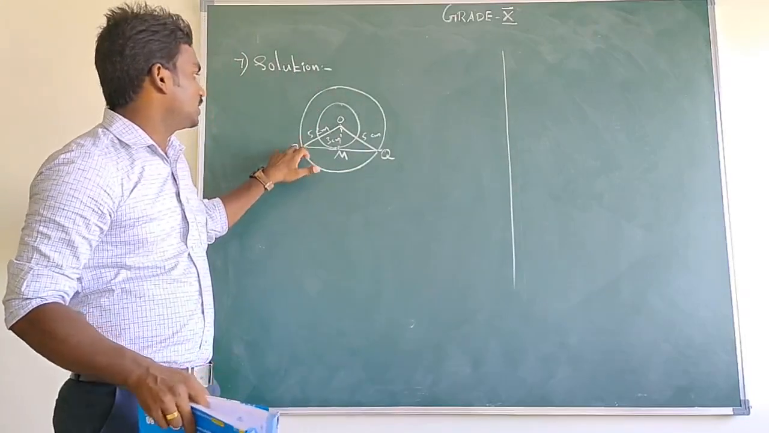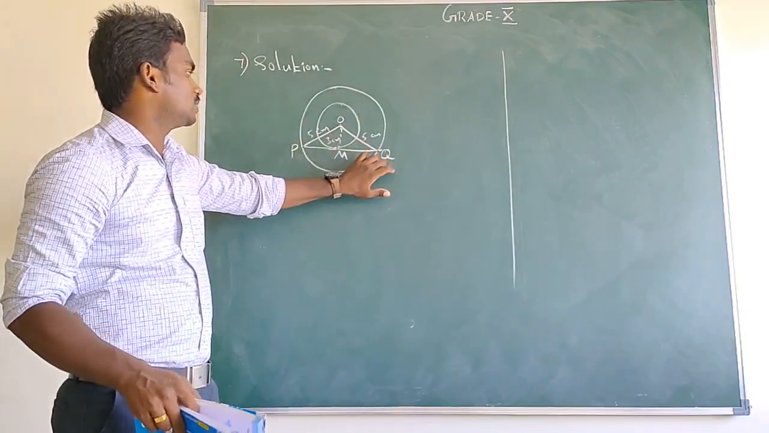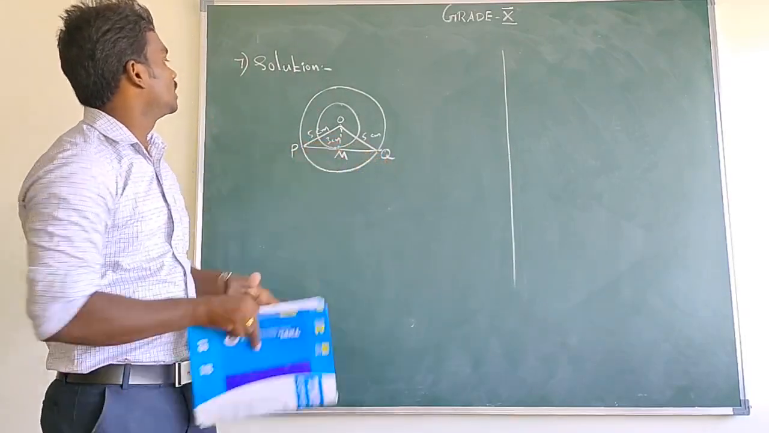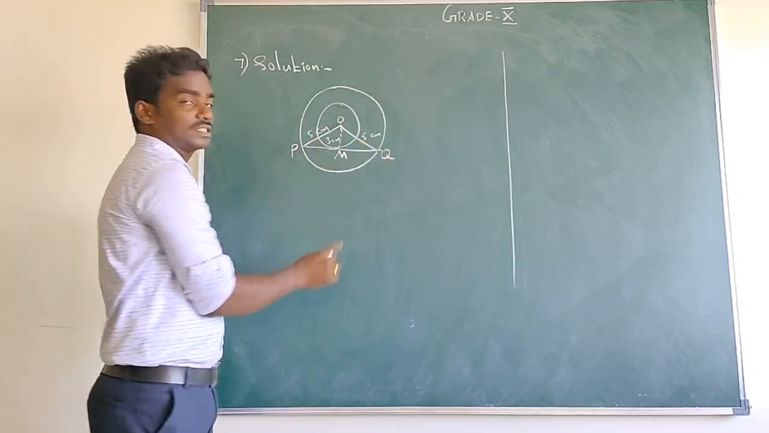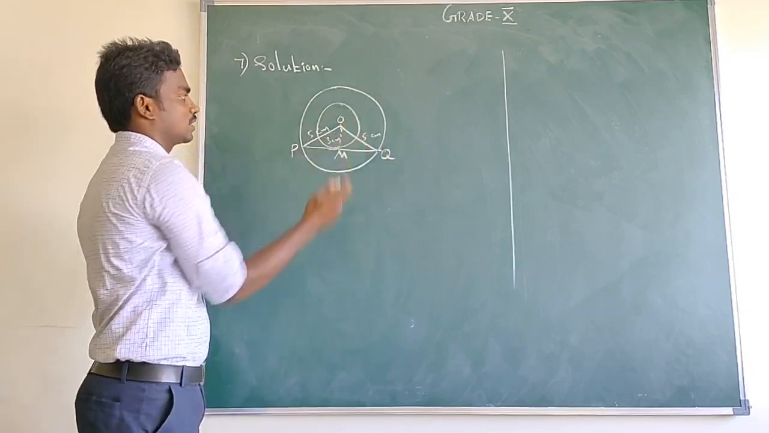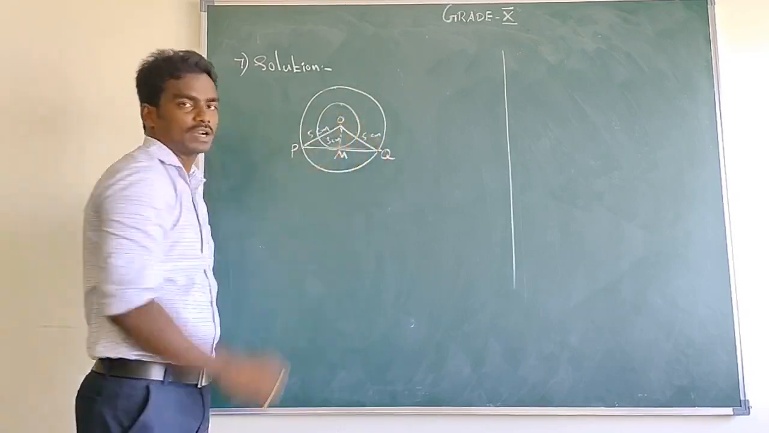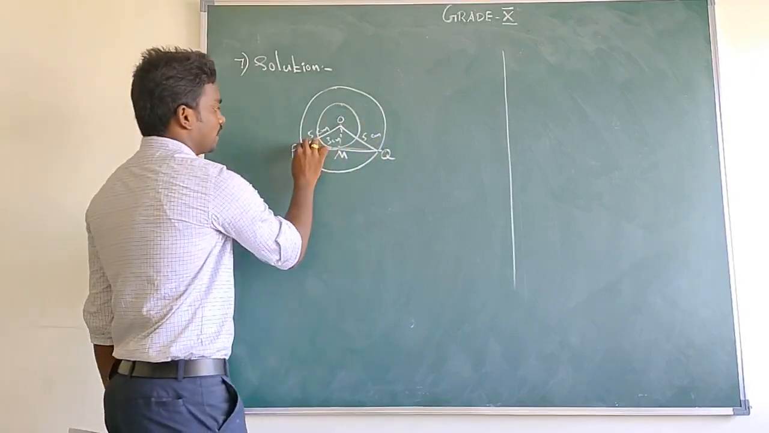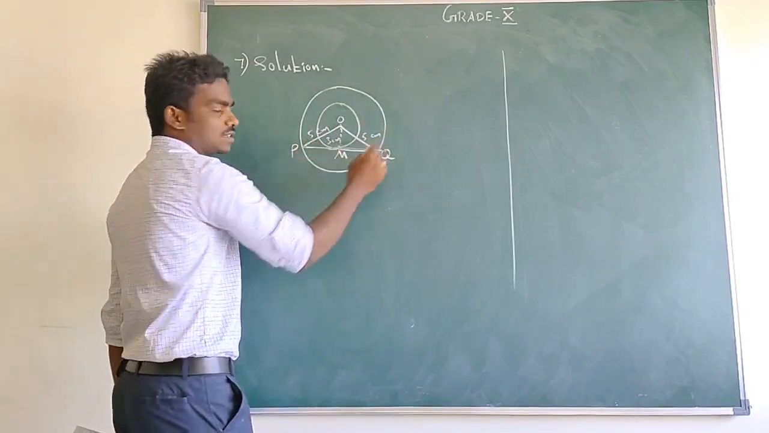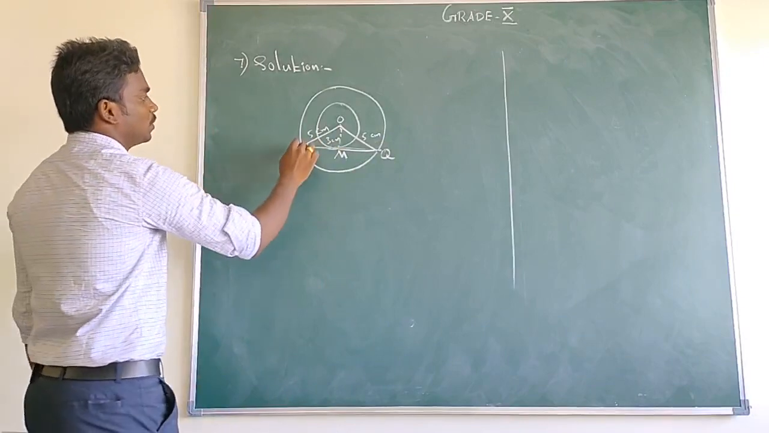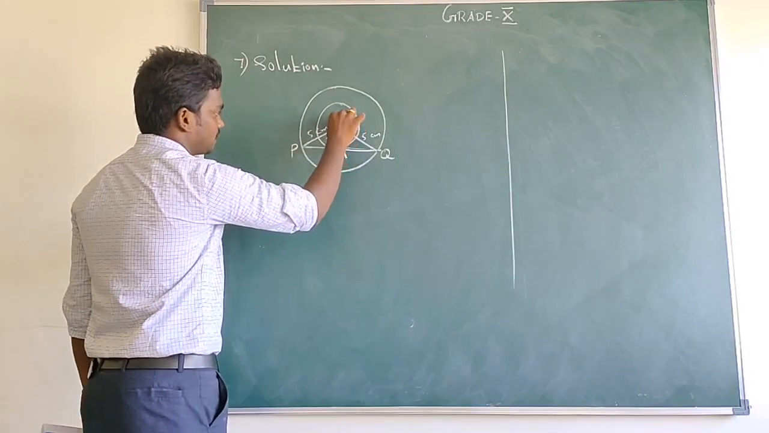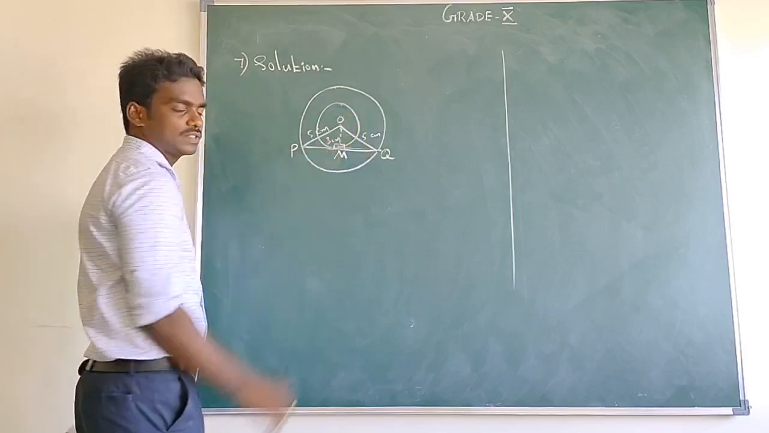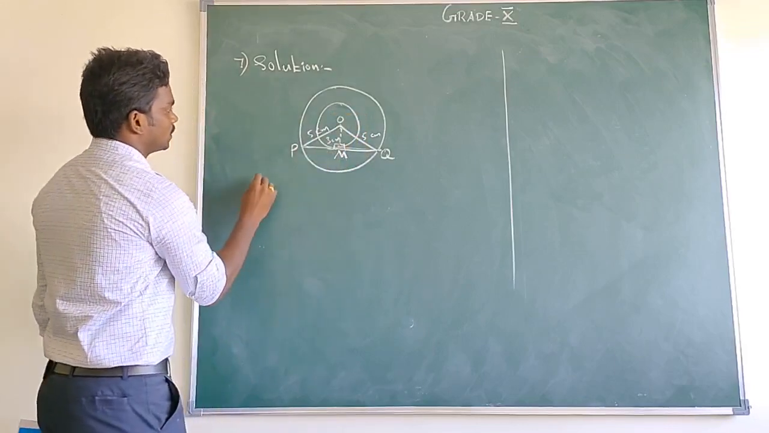So the chord of the larger circle touches the smaller circle at point M. Here PQ is the chord of the larger circle and the tangent of the smaller circle. We need to find the length of PQ, that means the length of this chord. How to find this? This is a 90 degree angle also, because the tangent of the smaller circle and the radius of the smaller circle are perpendicular.